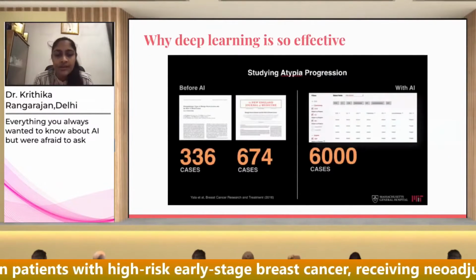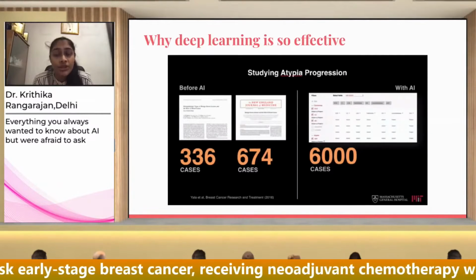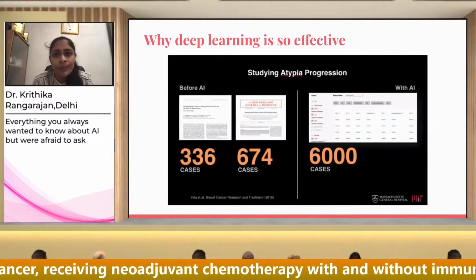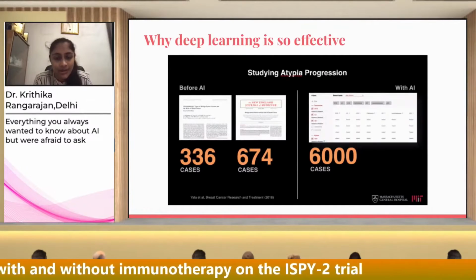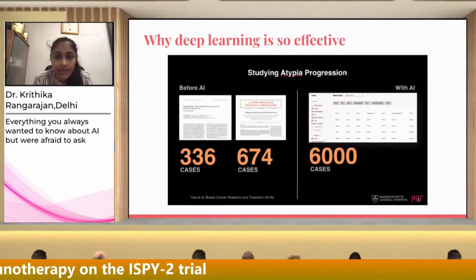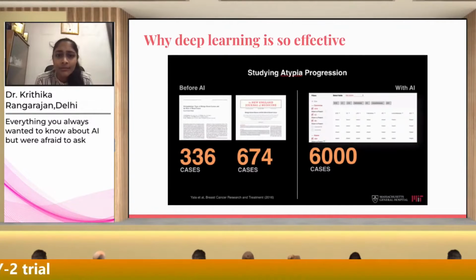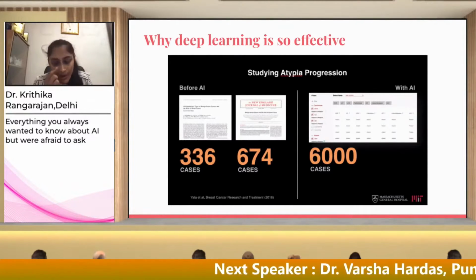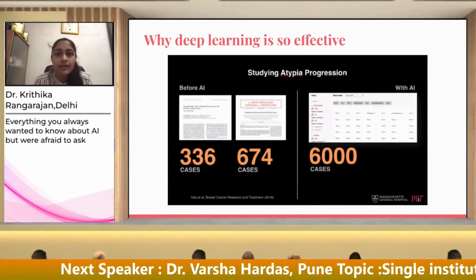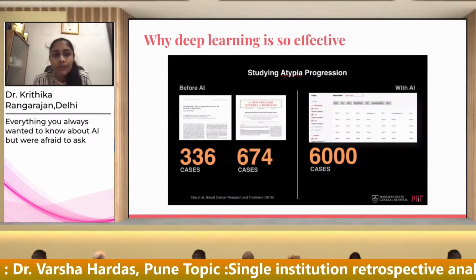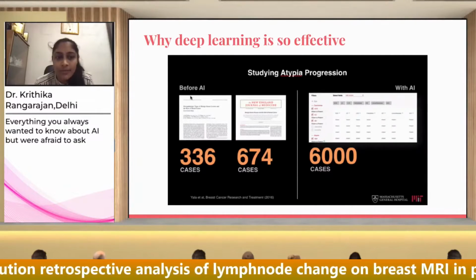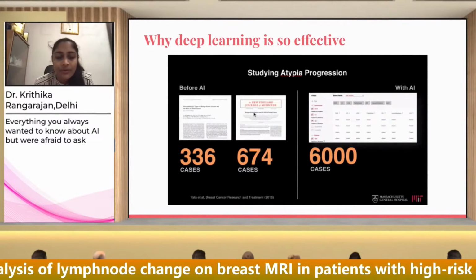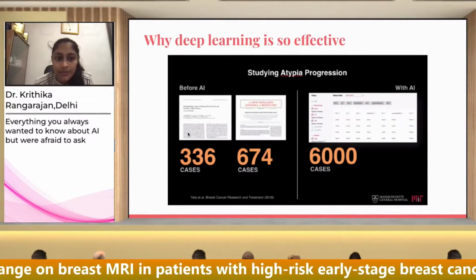And coming to the first task, which is tasks which humans can do, machine learning can actually be extremely effective at doing such tasks. And let's look at an example of why that happens. The author, Professor Regula, actually spoke about a study which was studying atypia progression. And before the AI era, these are two articles from very reputed journals, one from the New England Journal of Medicine, the other from JAMA.